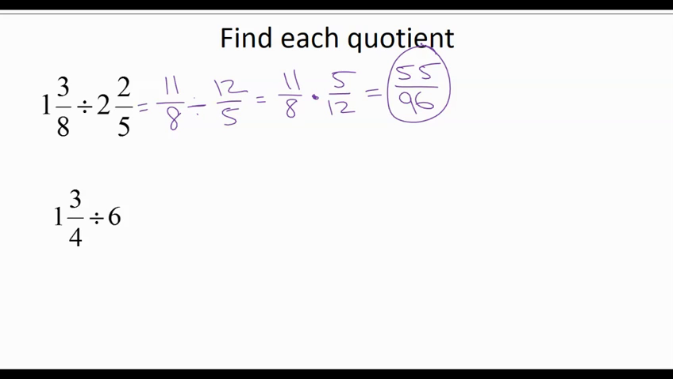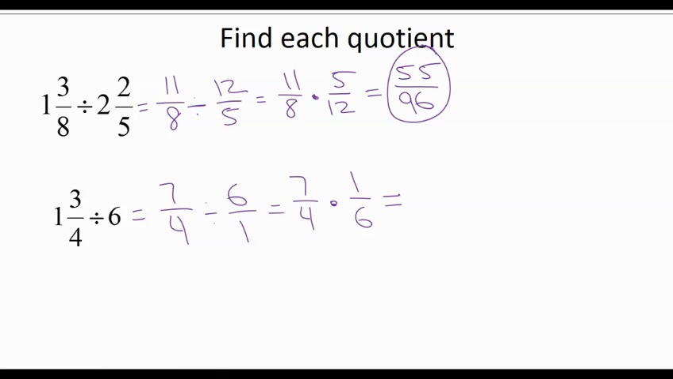So let's look at our next one. 1 3/4 divided by 6. So first thing I'm going to do, make them improper fractions. So 4 times 1 is 4, plus 3 is 7. So 1 3/4 becomes 7/4. Divided by, instead of 6, I'm going to write that as 6/1. Now I'm going to flip it. So it would be 7/4, that stays the same, times 1/6.